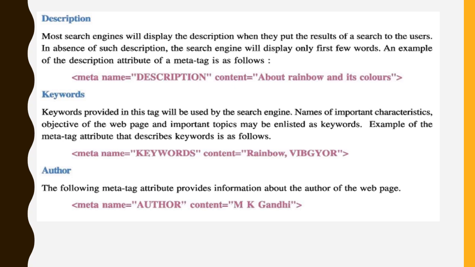Keywords. The keywords provided in this tag will be used by the search engine. The names of important characteristics, objectives of the web page, and important topics may be listed as keywords. An example of the meta tag attribute that describes the keywords is as follows: meta name keywords, content rainbow, WebGear. Author. The following meta tag attribute provides information about the author of the web page: meta name author, content MK Gandhi.